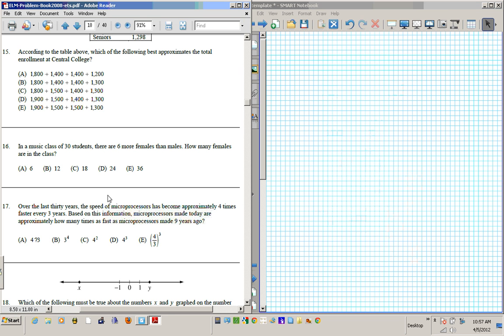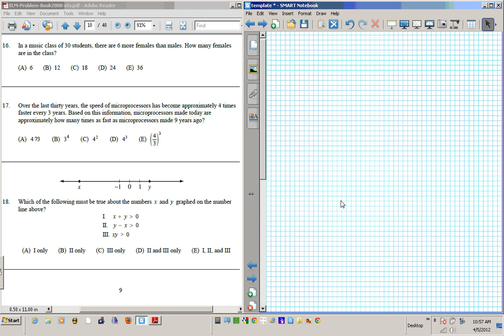Alright, let's take a look at number 17. It says, over the last 30 years, the speed of microprocessors has become approximately 4 times faster every 3 years. Based on this information, microprocessors made today are approximately how many times as fast as microprocessors made 9 years ago? So, 9 years ago, that's a little bit abstract, so let's make it concrete, okay? Let's say this year is 2009, because it's easy to do 9 years ago. So 9 years ago is going to be 2000, alright?